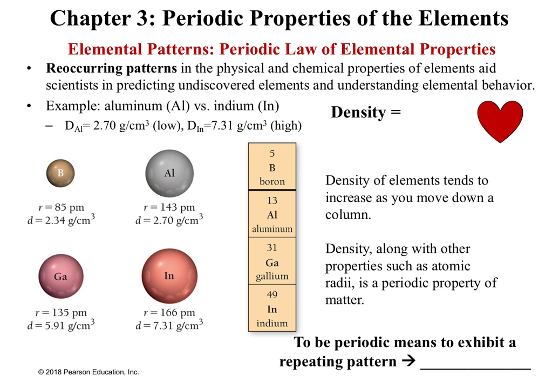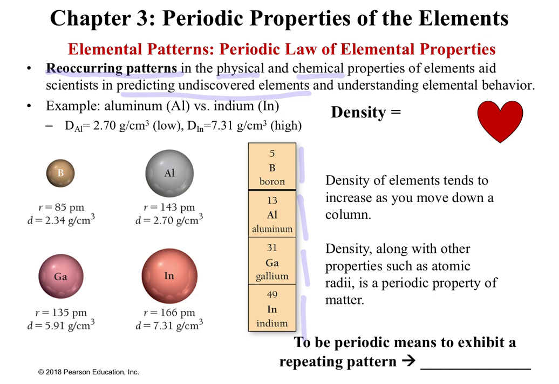Chapter 3 is all about the periodic trends occurring on the periodic table of elements. What we see on the periodic table is that there are some recurring patterns, both in physical and chemical properties of elements, and it's actually helped scientists predict elements that hadn't been discovered yet and understand how they behave. So for example, we have boron, and right underneath it on the periodic table is aluminum, then gallium and indium. So they're in the same family or group.